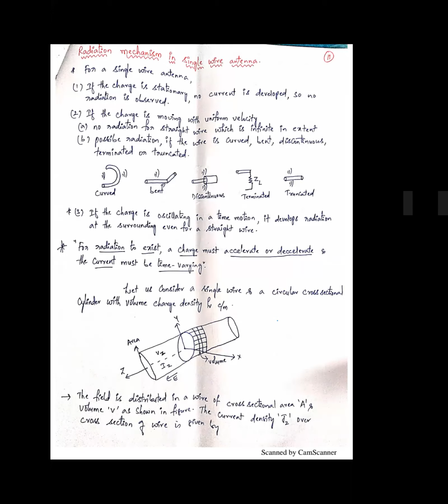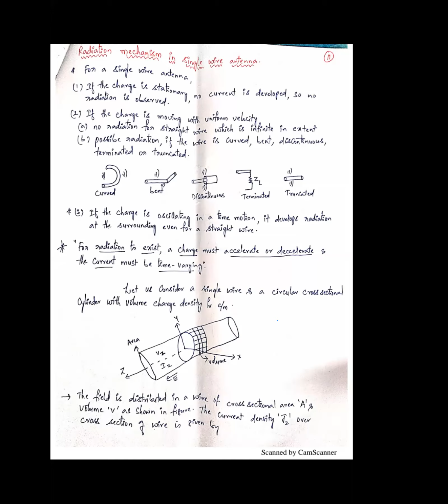First let me give you some introduction here. Now we said that antenna is any conducting material. Conductor means there should be a flow of current, right? Now let us consider some possible cases in single wire antenna.